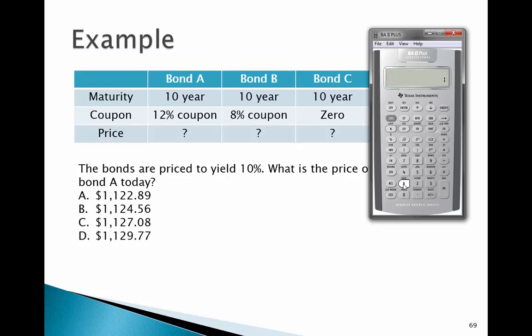So the payment's 120, future value is 1,000. Let's see, we said it was going to yield 10. I think I've got everything in there. Found the price of that bond, and there it is. The answer is A. So that's how I found the price of bond A. The only thing different about bond B is the payment is 80. And obviously bond C is a 0, so it's going to have the lowest price.